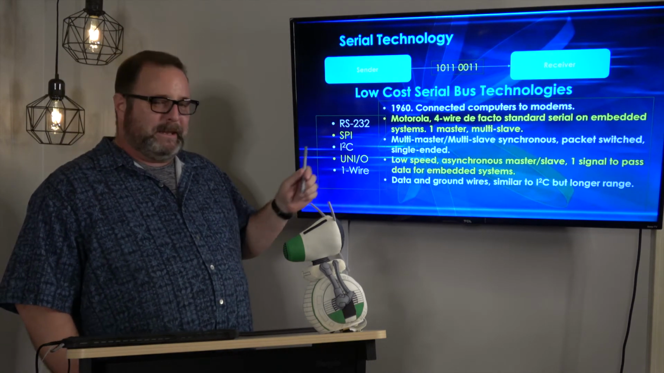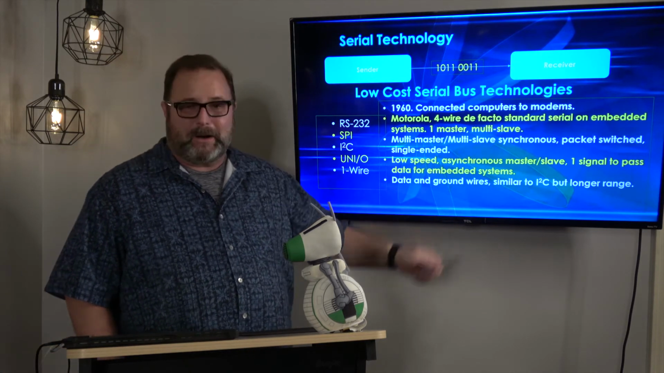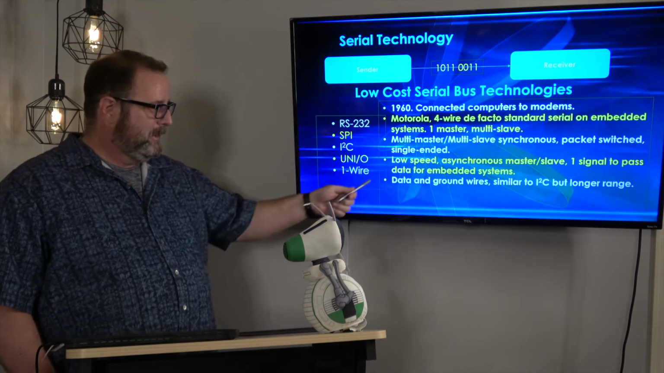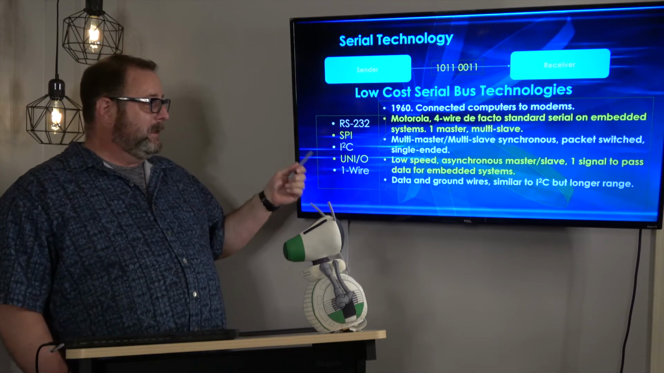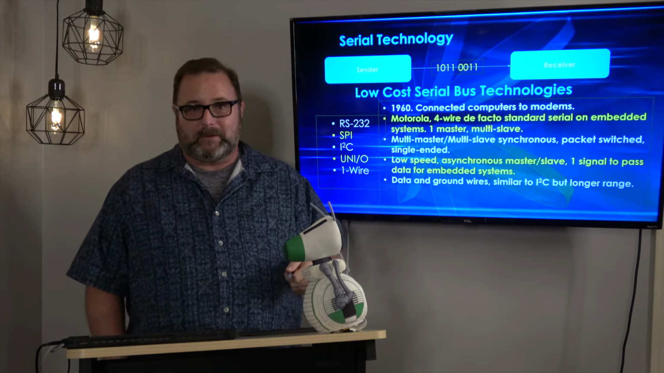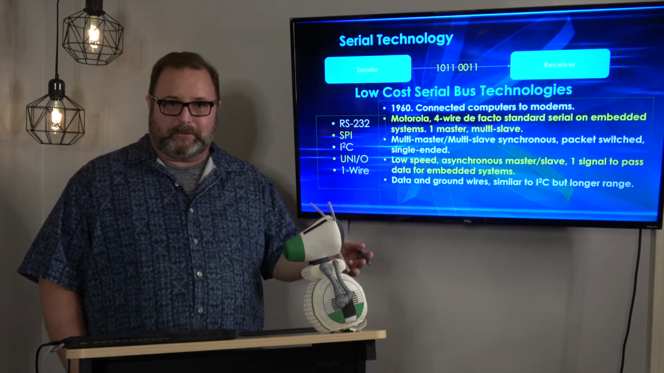But ironically, it uses two wires, data and ground wires. So I guess they don't count the ground, and it's got a data wire. It's similar to I2C, but you get a lot longer range out of it. Okay, so as a protocol, it can go further between devices. All right.